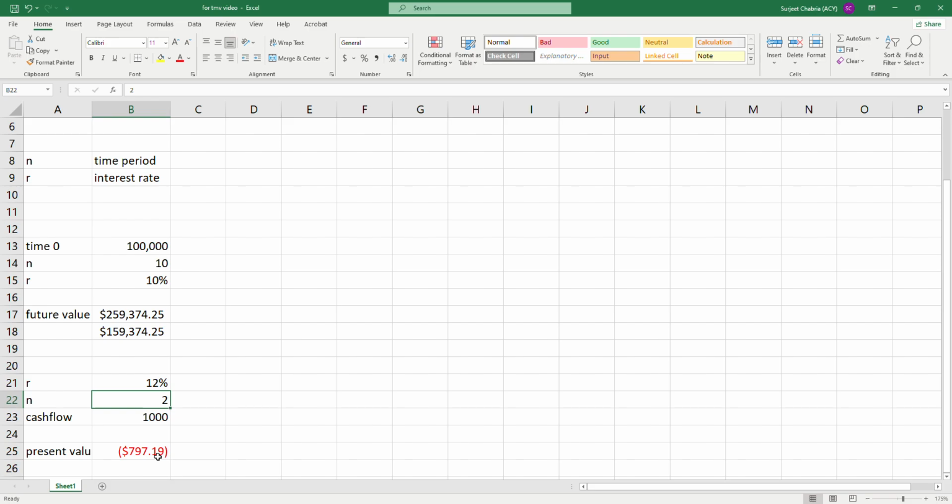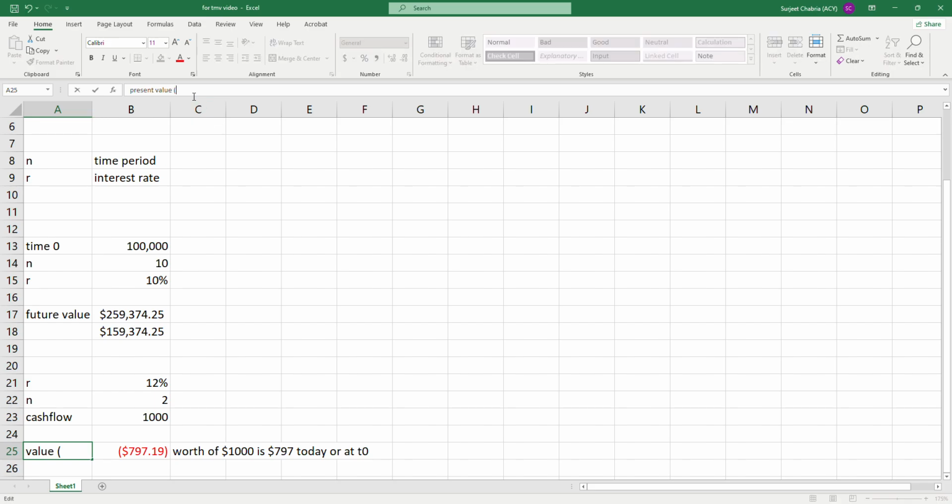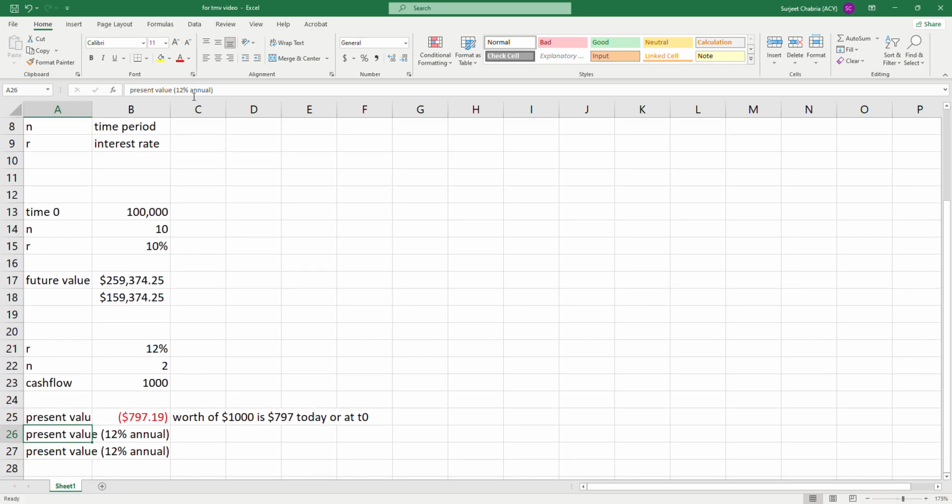Right, so the present value, so $1,000 that you will receive 2 years down the road is worth 797.19. So it's worth $797 today. So basically what it says is that the worth of $1,000 is $797 today, or at T0. Right, so this is present value using 12% annual.